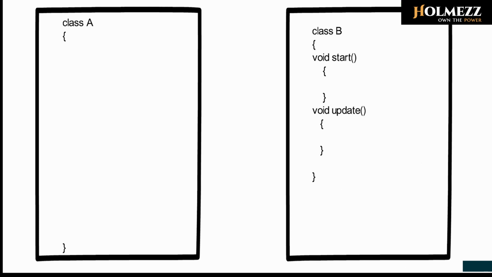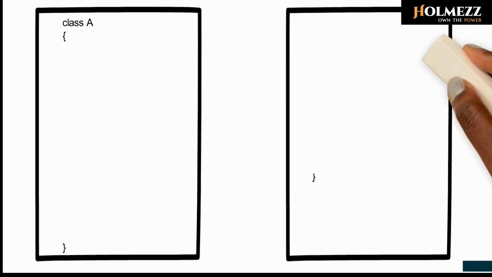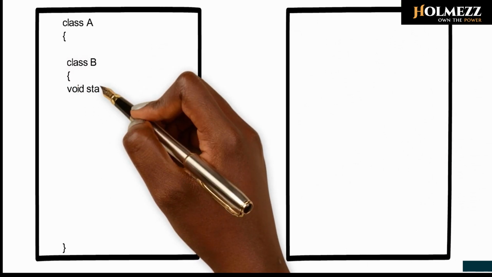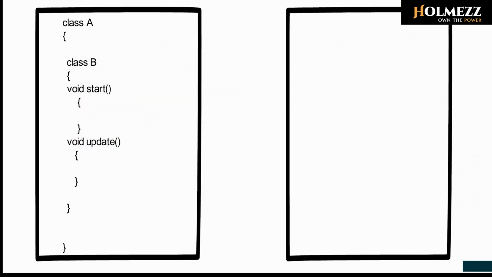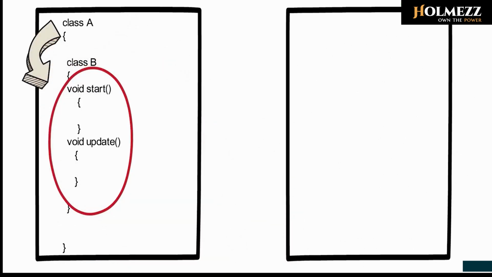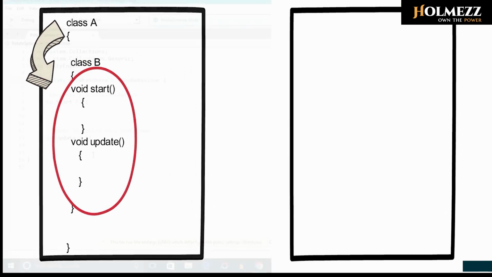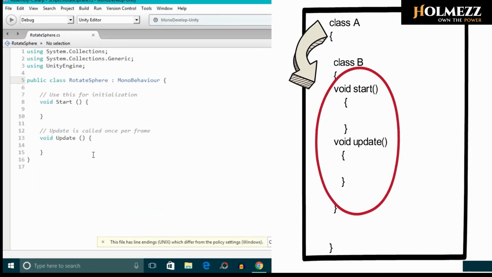Next, if you want class A to access the Start and the Update function which are present inside class B, then you can simply put class B inside class A. Now, since class B is inside class A, class A will also have access to the Start and the Update function. If we compare this sample code with our actual code, then class A is like the RotateSphere class, which is basically empty, and class B is like the MonoBehaviour class, which contains these two functions.